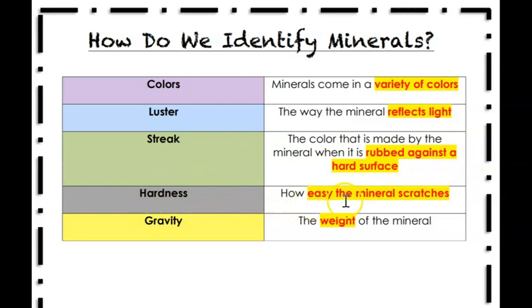Hardness, how easy the mineral scratches. And gravity, the weight of the mineral. So for hardness, we're going to be using which scale? Correct, the Mohs scale. We should be familiar, because we have been reviewing these over the past 2 weeks. Streak is one that we're going to be talking more about, and that is made when it rubs against the hard surface.